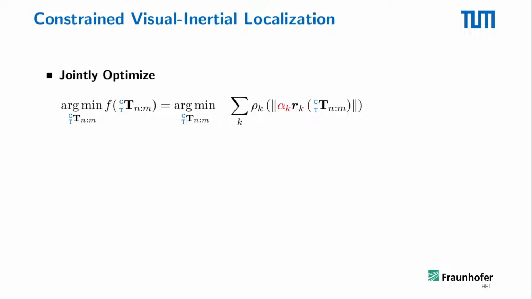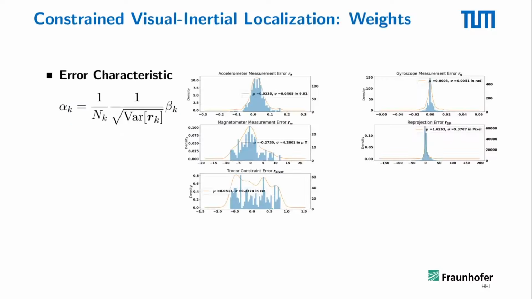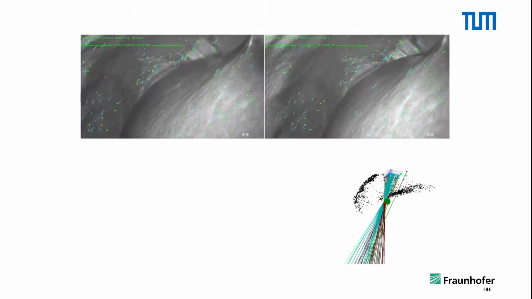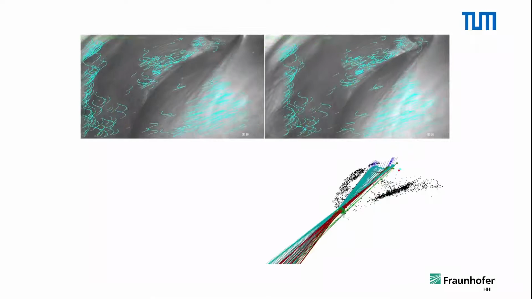At first, the weight alpha is adjusted. We weight by the determined variance and also by the number of residuals for each sensor type. To let the cost function parts decrease simultaneously, we up and down weighted different sensor types using a trade-off parameter gamma.